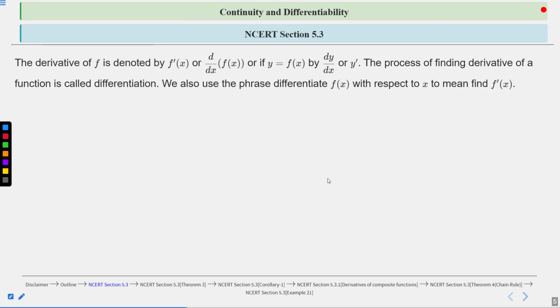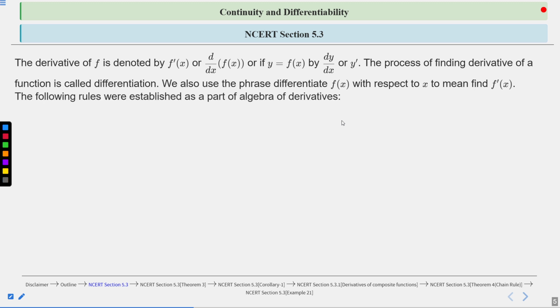Now the derivative of f is denoted by f dash x or d of f(x) upon dx, or if y is equal to f(x), we can write dy by dx or y dash. The process of finding the derivative of a function is called differentiation. We also use the phrase differentiate f(x) with respect to x to mean find f dash x. Got it?